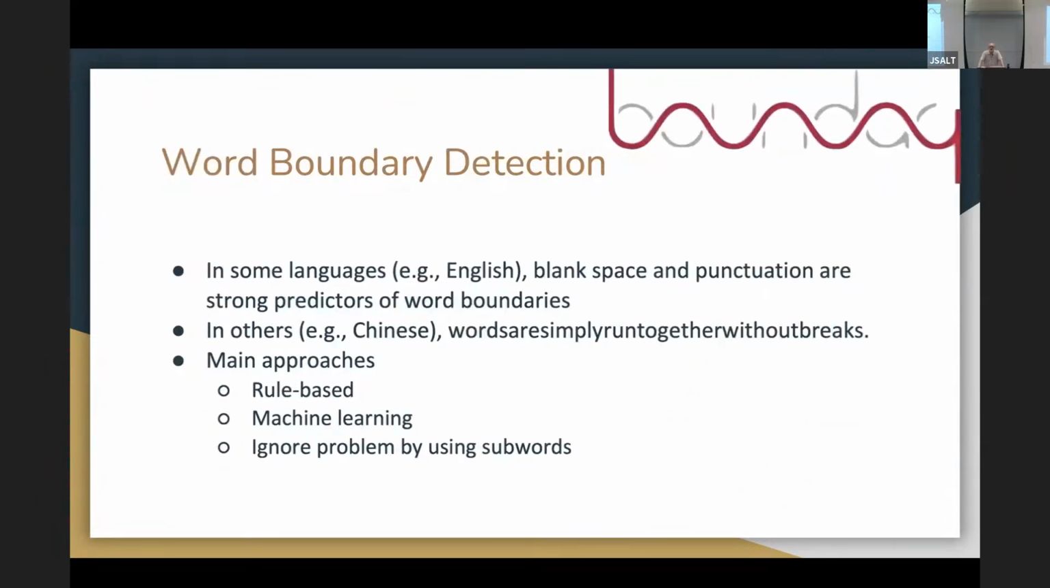Word boundary detection in some languages is pretty easy. English makes it fairly easy because we typically have a space between words. In other languages like Chinese, all the characters get run together, so you don't know where the words are. And in fact, a lot of use is made of that because you can embed ambiguities in your text that convey more information than just a single one-best interpretation. Word boundary detection can be done rule-based or through machine learning, or you can just ignore the problem. And this is where we're going to end up.